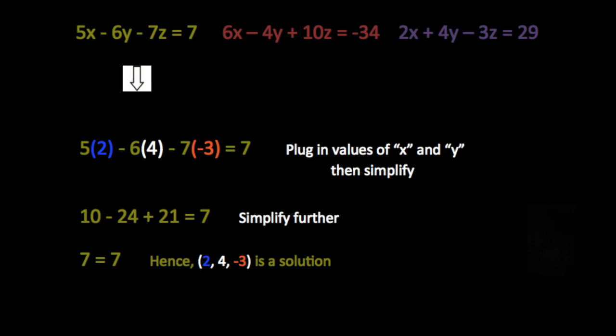In order to confirm our solution, substitute the values of x, y, and z into the original equation 5x minus 6y minus 7z equals 7. Simplify. 5 times 2 equals 10, 6 times 4 equals 24, and 7 times -3 equals -21. 10 minus 24 plus 21 equals 7. Simplify further. 7 equals 7. (2, 4, -3) is the solution to the system of linear equations.